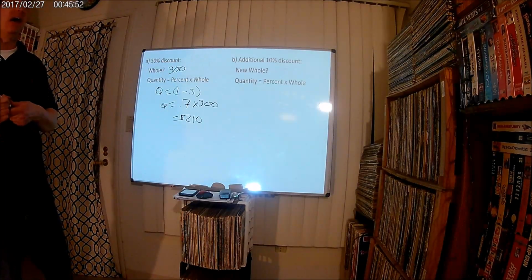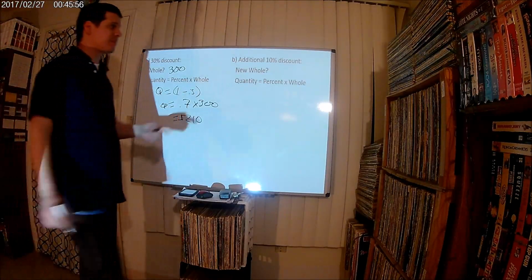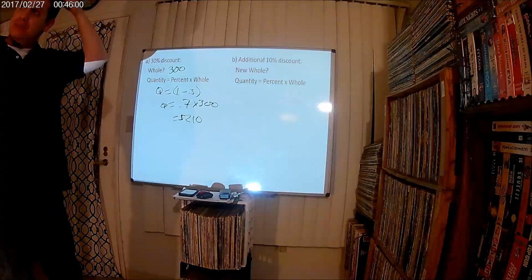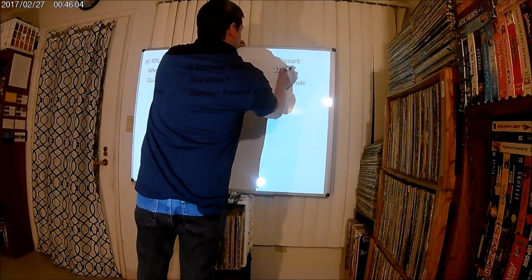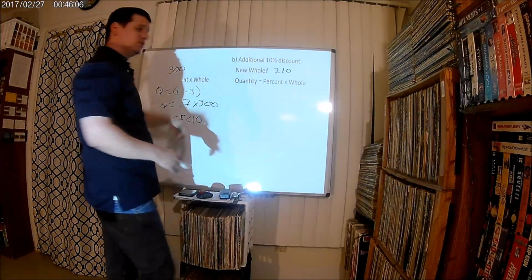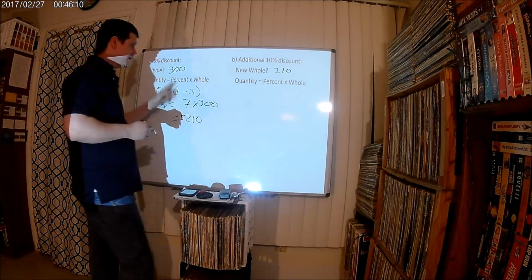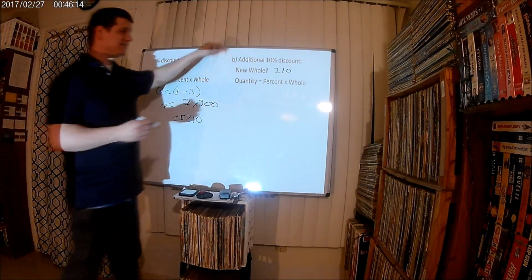So now let's try to figure out how much is the additional 10%, because we got there between 5 and 10. So we're buying it. So we have a new whole now. It's not 300 no more. What is it? Yep, it's 210. So we're going to do the same process again. Just instead of the 300, we're going to use 210, and instead of the 30%, we're going to use 10%.